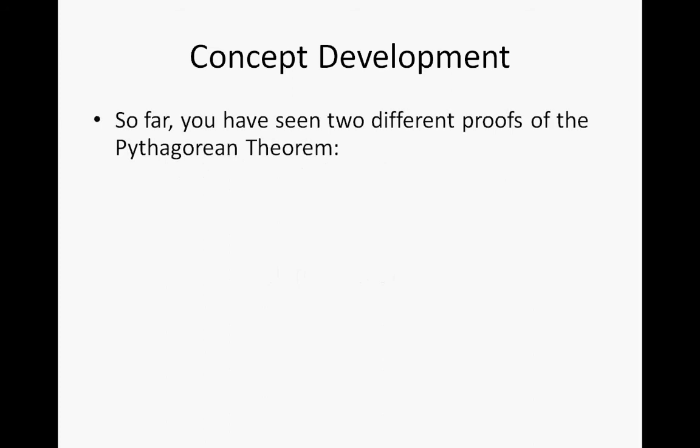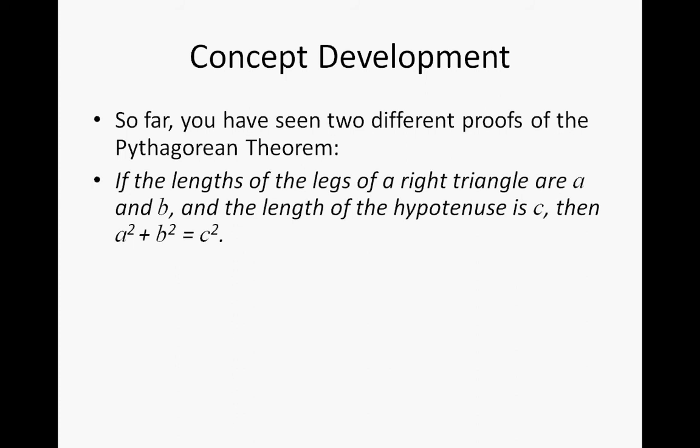So far you have seen two different proofs of the Pythagorean Theorem, which states if the lengths of the legs of a right triangle are a and b, and the length of the hypotenuse is c, then a squared plus b squared equals c squared.